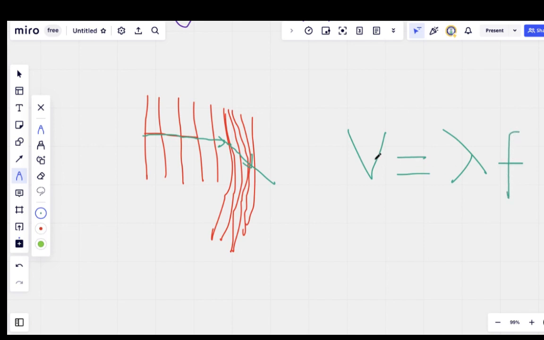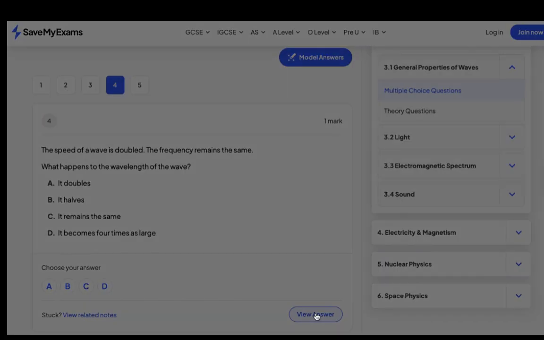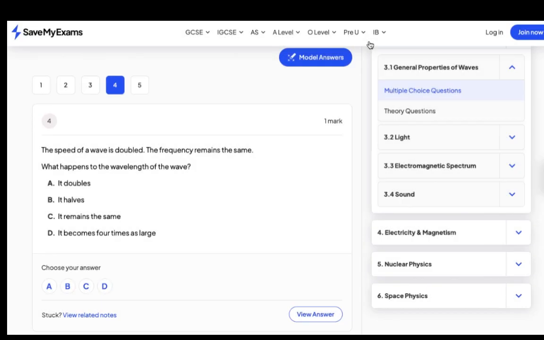You can see that the speed is directly proportional to this. You say the speed of the wave is doubled, so you increase the speed times 2. The frequency remains the same. Frequency is a constant. What happens to the wavelength? It will also increase, right? Yes, it doubles. So A. Okay, good, great. Now let's move on quickly to the next question.